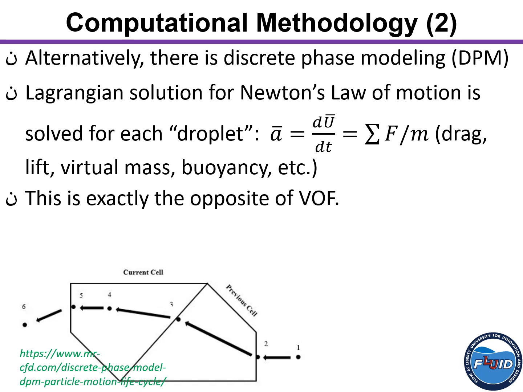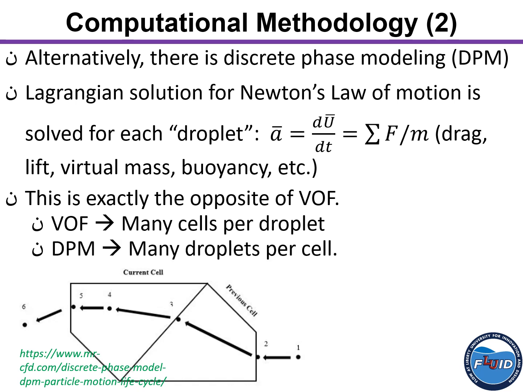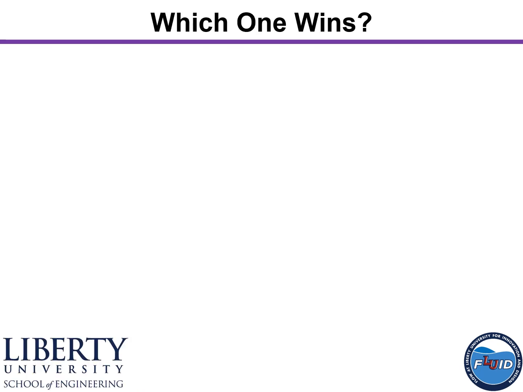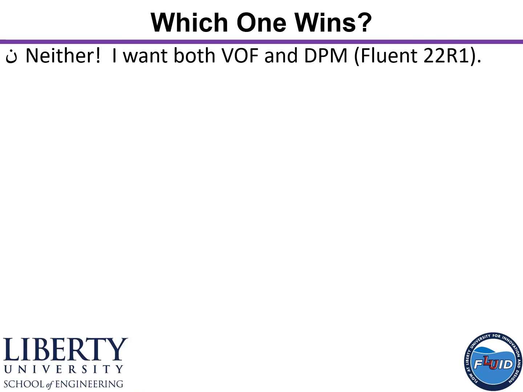And this is exactly the opposite of VOF. So VOF assumes there are many cells per droplet because we are resolving the interface explicitly, or implicitly in some cases, but in our case explicitly. However, DPM is the reciprocal of that, says there are many droplets per cell. So which one of these wins? Neither. I want both of those.